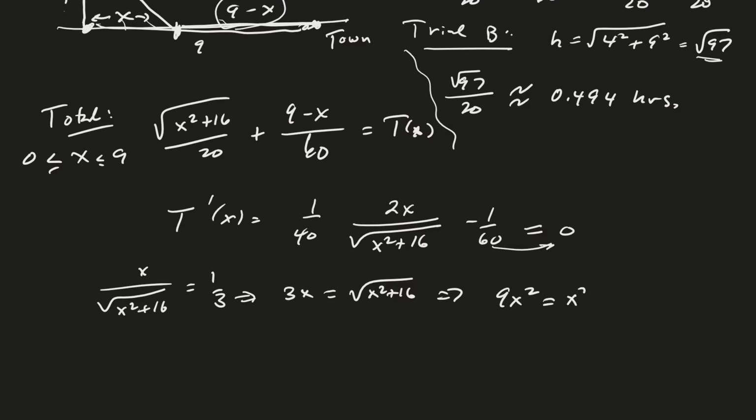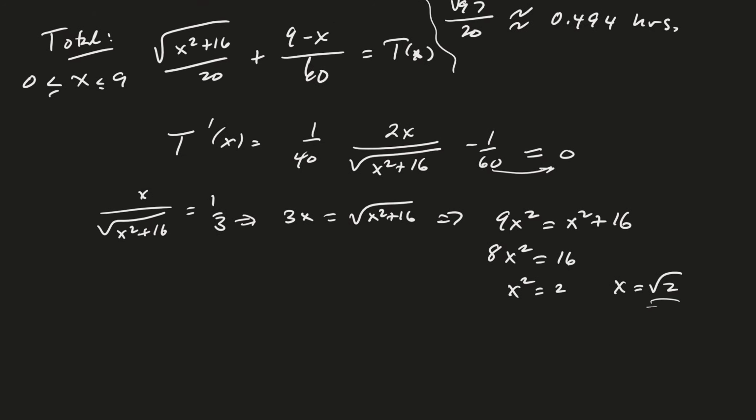9x squared equals x squared plus 16. You have to be careful that you don't introduce spurious solutions. So now we get 8x squared equals 16. X squared is equal to 2. So x is plus or minus the square root of 2, but we'll just take the positive root since our value is positive.